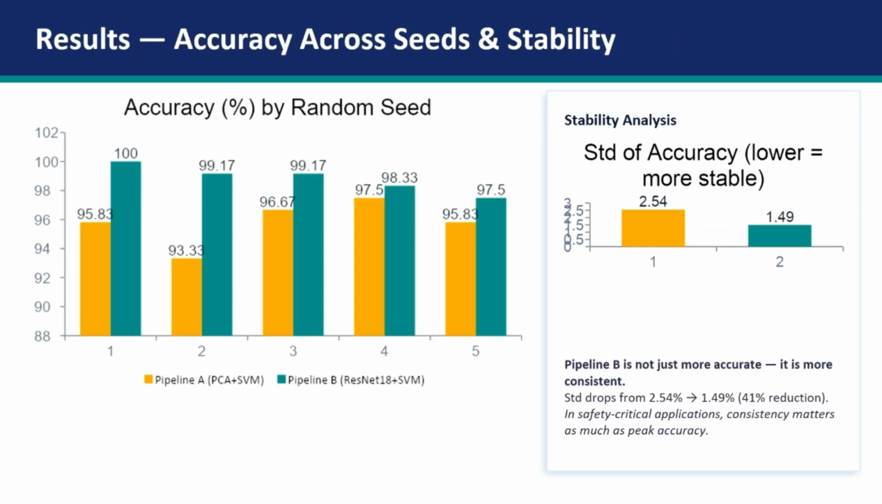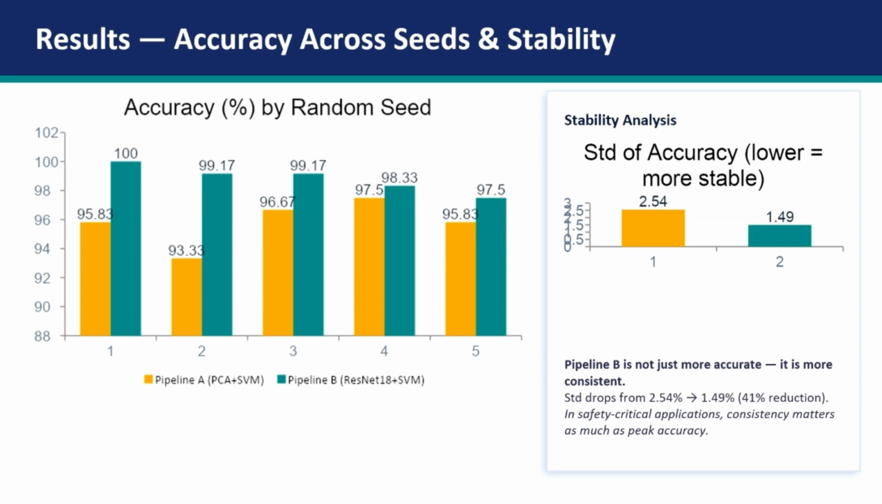Pipeline B isn't just more accurate, it's also more consistent. Pipeline A's standard deviation is 2.54% compared to pipeline B's 1.49%, a 41% reduction in variance.